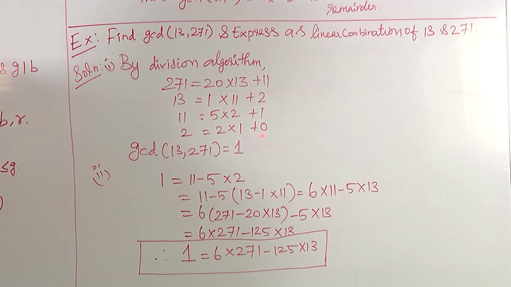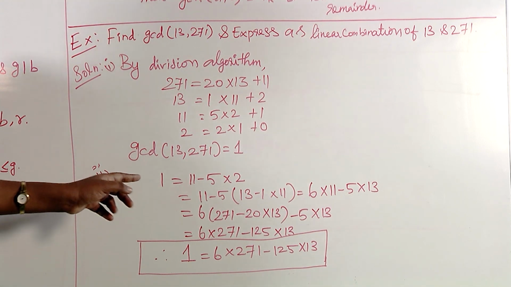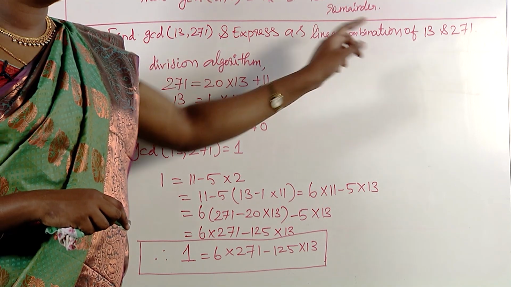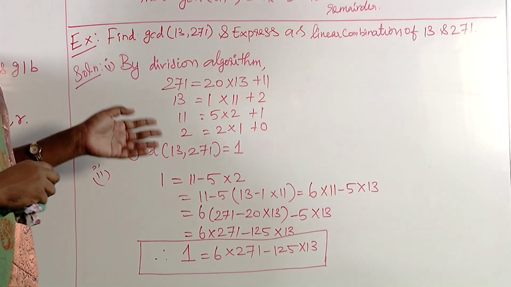So now, what is the last non-zero remainder? The last non-zero remainder is 1. Therefore, the GCD of 13 and 271 is nothing but 1. Okay, we have computed the GCD of 13 and 271. Now, the next procedure is to write the GCD as a linear combination of 13 and 271. That is our next part.